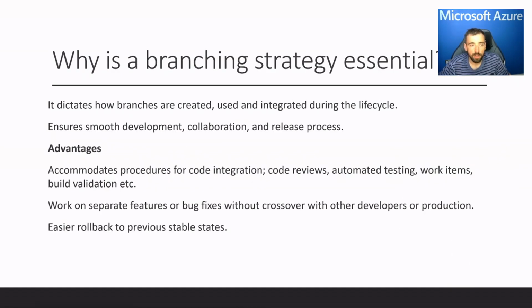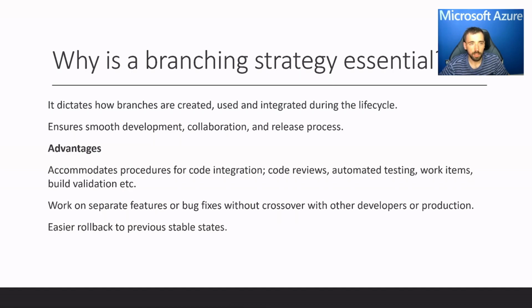So why are branching strategies essential? Well, they dictate how branches are created, used, and integrated during the life cycle. They'll give the example of the main branch, the trunk of the tree, and then the branches that come off that tree. There's actually many different branching strategies that determine when or how we create branches, what are the purposes of branches for features, bug fixes, or releases of our application.